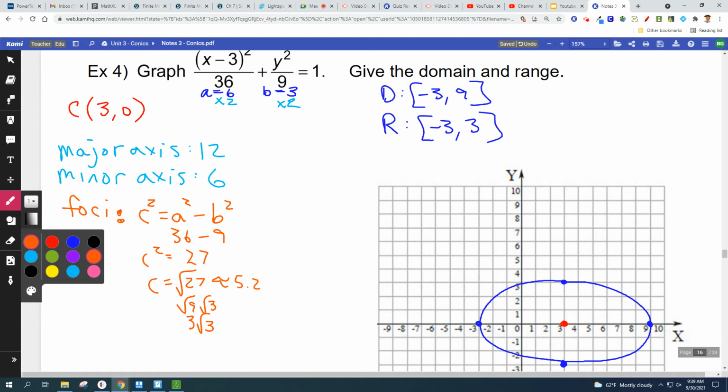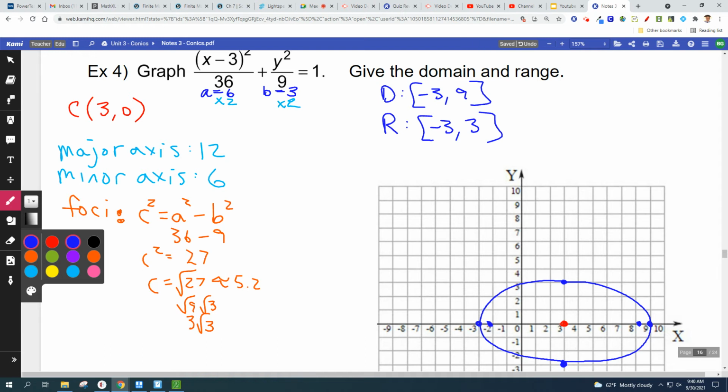And so what that means is you'd go over 5.2 from the center. So from the center, you're going to go, where are we at? 1, 2, 3, 4, 5.2 is about right there. Or negative 1, 2, 3, 4, 5.2 is about right there. We can draw them, but the coordinates is a little bit weird.